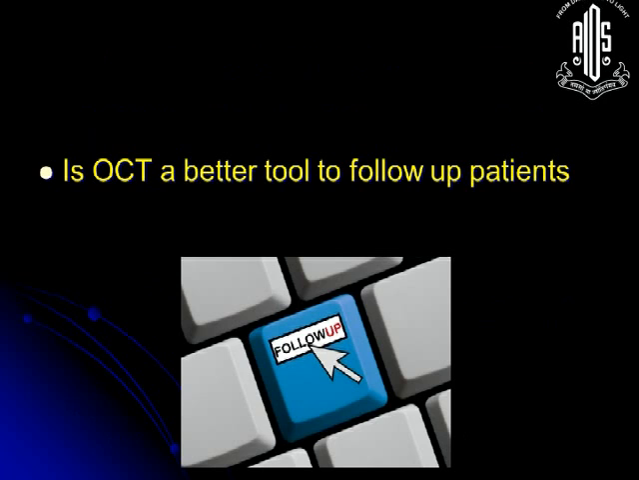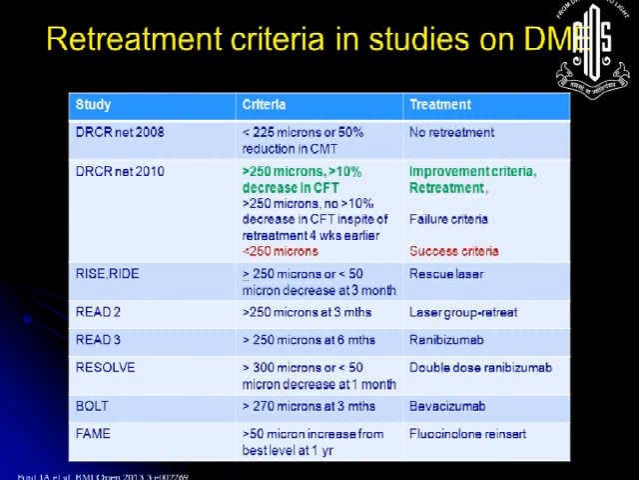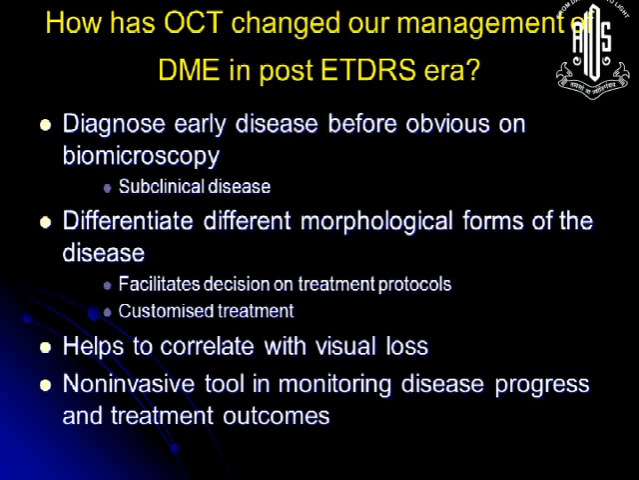The next question is the final question that I would like to answer: is OCT a better tool to follow up patients? There is no denying this. It is definitely a better tool because, compared to clinical examination, it's a very sensitive tool to detect retinal thickness change. Look at this table here, all the recently conducted trials. Definitely OCT has been a criterion that has been used to retreat these patients. So in follow-up, definitely OCT has a major role to play.